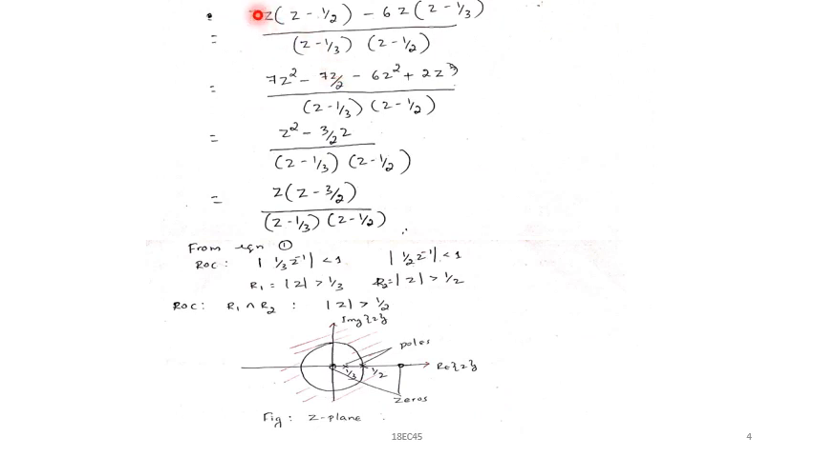Cross multiplication here: 7 into z, z minus 1 by 2, minus 6 into z, z minus 1 by 3, divided by z minus 1 by 3 into z minus 1 by 2. Now I'll multiply this, you'll get 7z square minus 7z by 2 minus 6z square plus 2z.